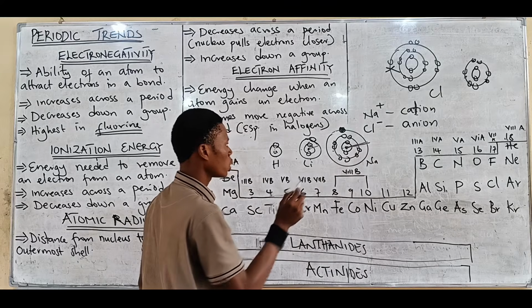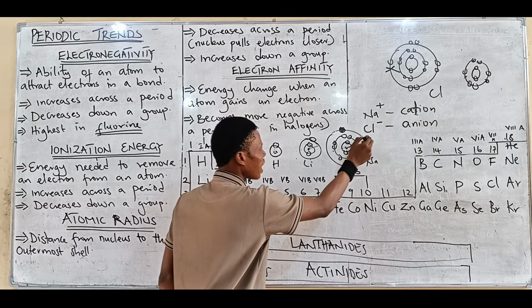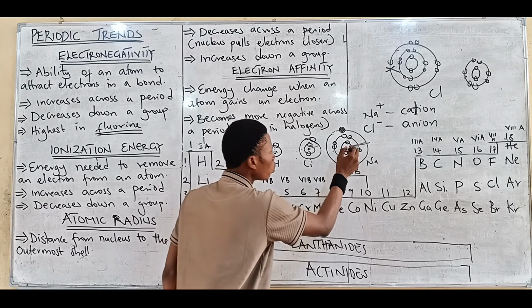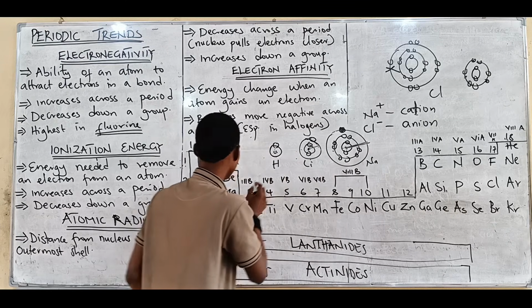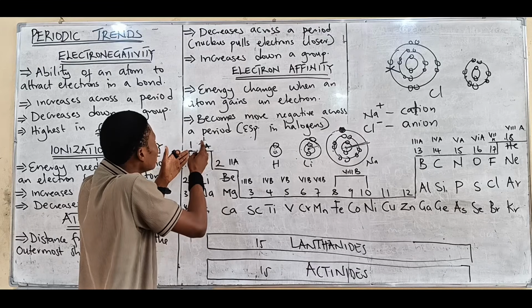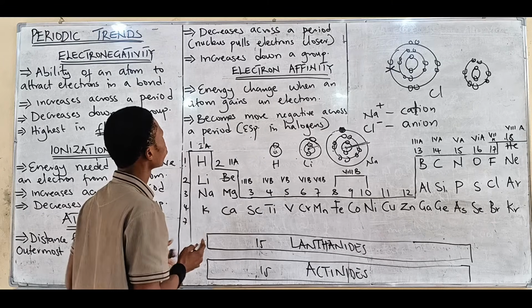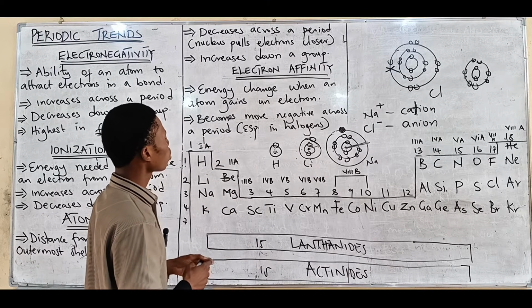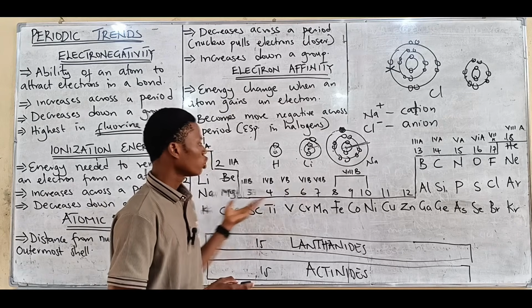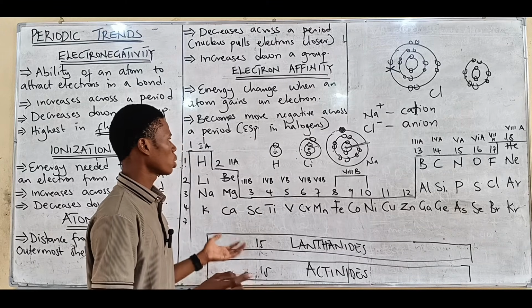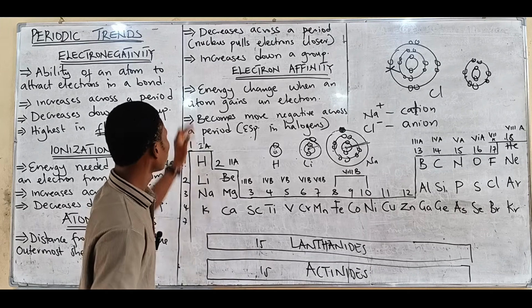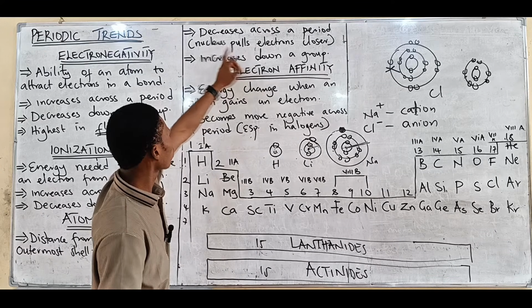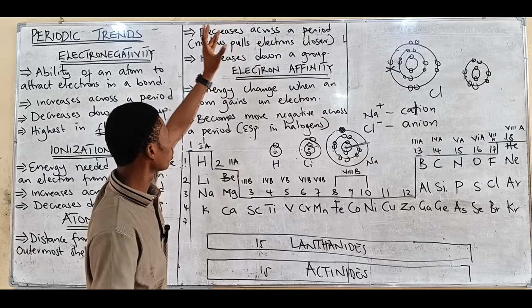Remember, atomic radius is the distance from the nucleus to the outermost shell. So this one will be longer than this one, will be longer than this one. So you can see that atomic radius is increasing down a group and it decreases across a period, because though they have the same number of shells, the nucleus attracts electrons to itself. So take note that it decreases across a period and increases down a group.